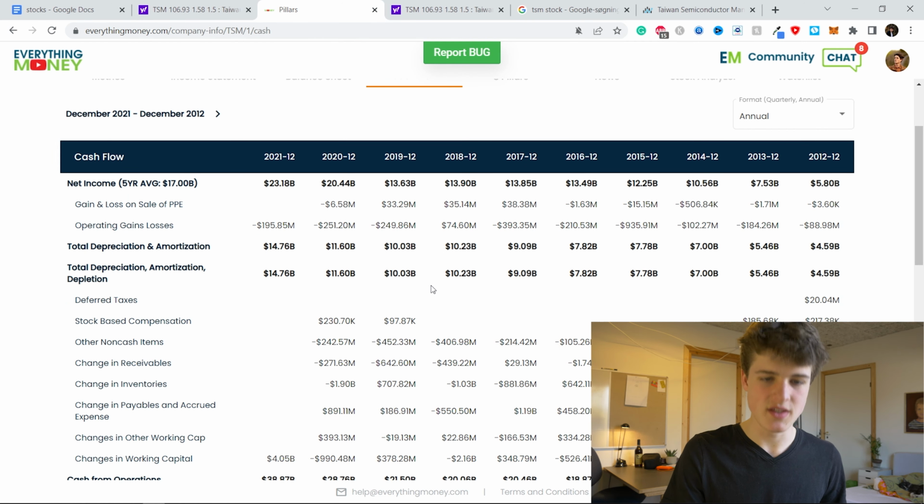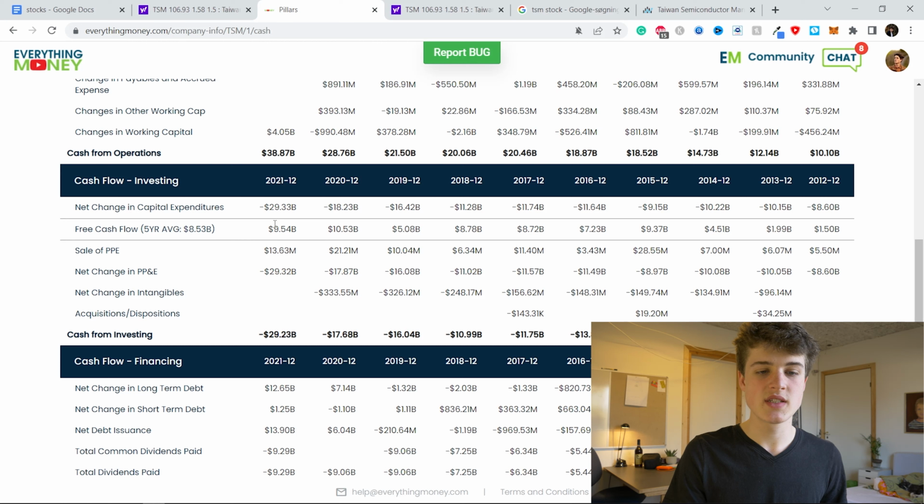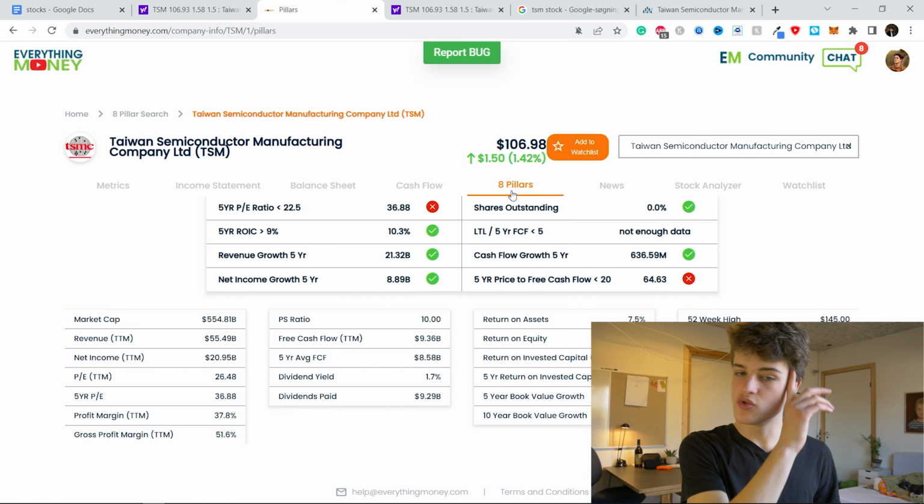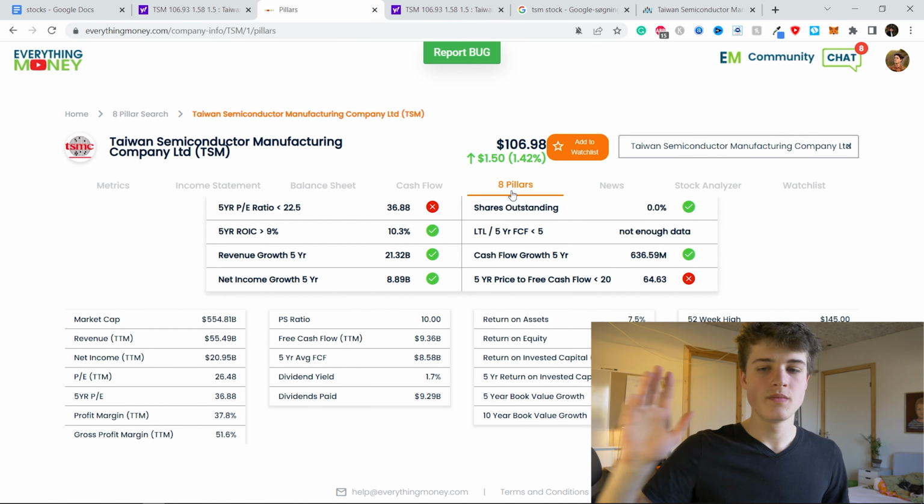Of course, we want to see this increasing, and we can see here that in 2017 they did $8.7 billion, and now they did 9.5, check mark there. They're growing their free cash flow. And now let's head in here to the 8 pillars, because there's a lot of checks here.